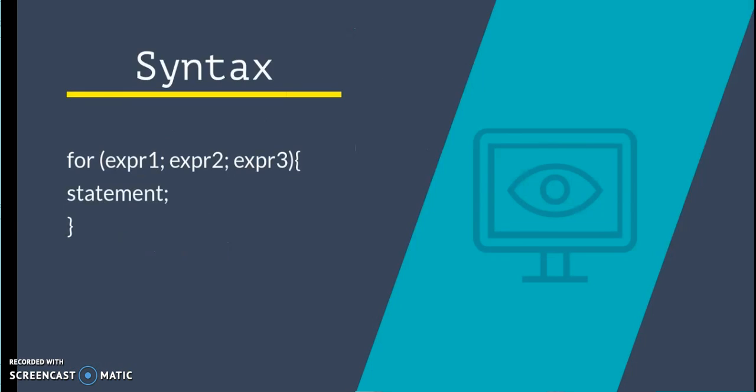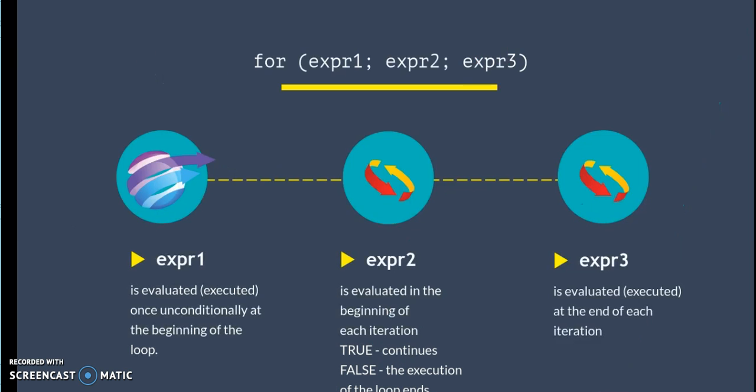As we can see on this picture, for loop has the following syntax. In parentheses after the keyword for, there are three expressions, and after that in the curly brackets there is a statement, like the code which is executed. The first expression is evaluated once unconditionally at the beginning of the loop. Sometimes it's called the initial counter.